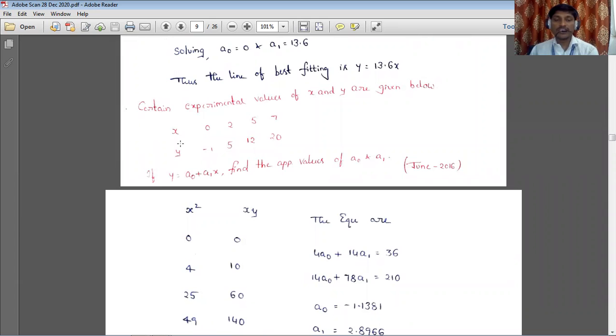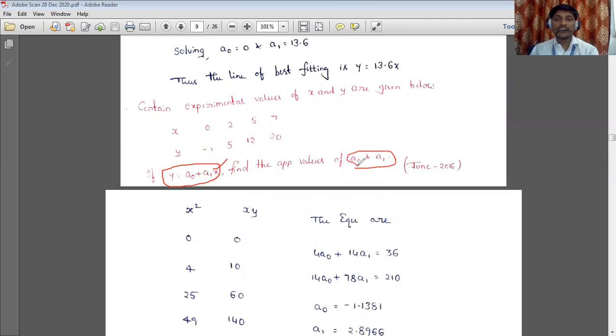So x is here 0 to 5 and y values are here -1, 5, 12, 20. And the form they mentioned clearly here: y is equal to a naught plus a1x. So this is the form they give, right? y is equal to a naught plus a1x. We have to choose the form as this and find the approximate values of a naught and a1.